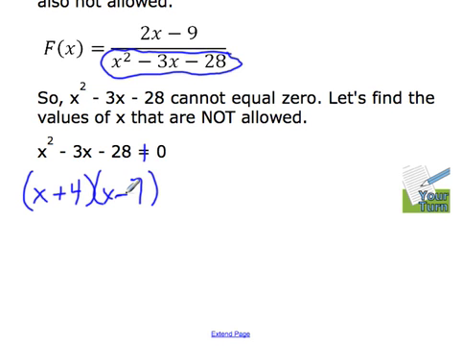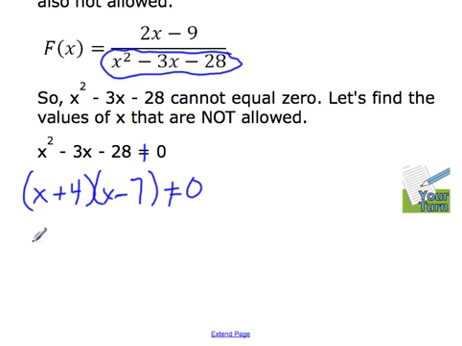I picked the -7 because the larger number is negative, because this middle number turns out to be negative. So that's why I gave the larger number a negative. If you FOIL that, that'll come out. Okay, so the product of these two things cannot be equal to 0.